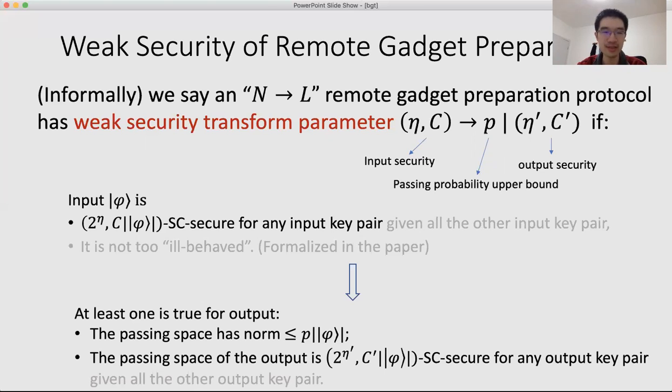So for the output part, one of the following conditions needs to be satisfied. Either the pass probability is upper bounded by P, or the output has A security for each output key pair, described by η', C'.